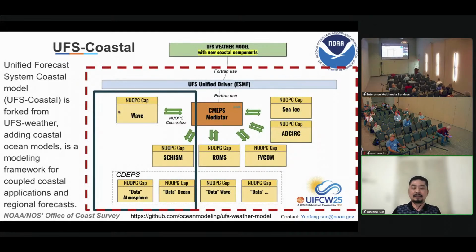And here is UFS coastal. UFS coastal is forked from the UFS weather model, adding the coastal ocean models. It's a modeling framework for coupled coastal applications and regional forecasts. For today's regression test, we are using the wave part WaveWatch III, the ocean part SCHISM, and also the CDEPS part, the data atmosphere and the data ocean.